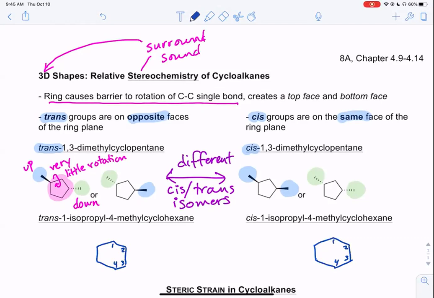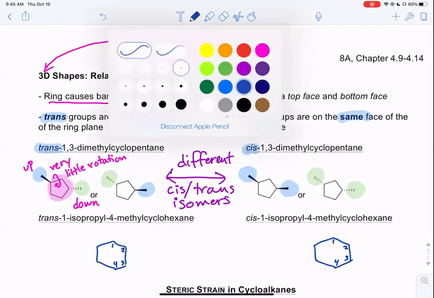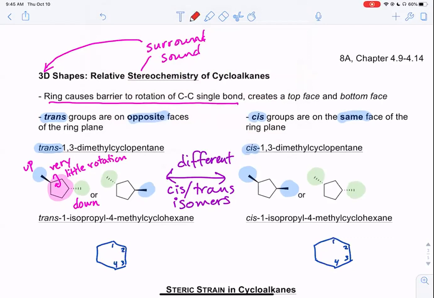I have an isopropyl group on 1. I'm going to just arbitrarily choose that it's going to be wedged, pointing up. Because it's trans, my methyl group has to be pointing in the opposite direction.